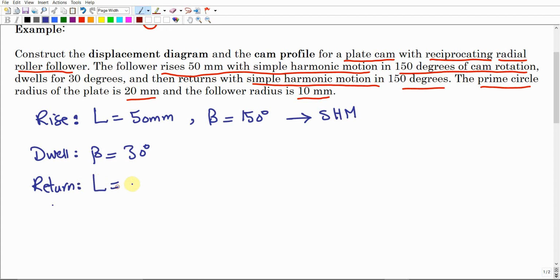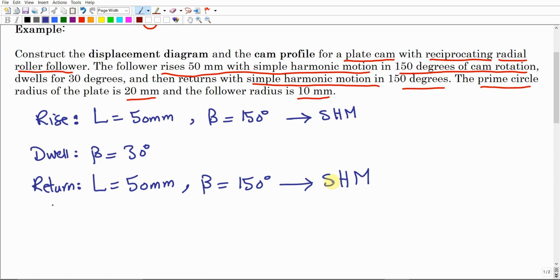With lift, also the total L is gonna be 50 millimeter because it's going to return the same lift, because he didn't break down the rise. He was going to rise 50 millimeter, then dwell, then it's gonna return again. Definitely it's gonna return the same distance that the follower had been raised. It will be returned again 50 millimeter, and the beta for this case is gonna be also 150 degrees, and the type of motion is gonna be simple harmonic motion for the return period. It could be any other different type of motion.